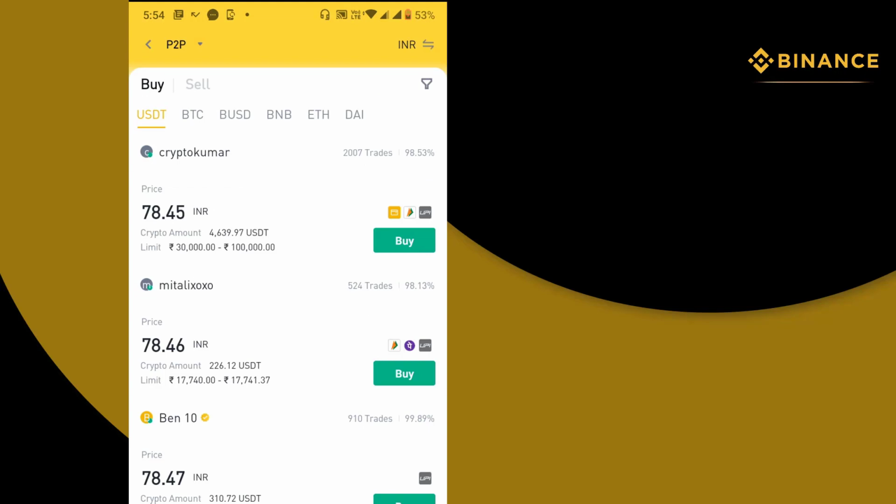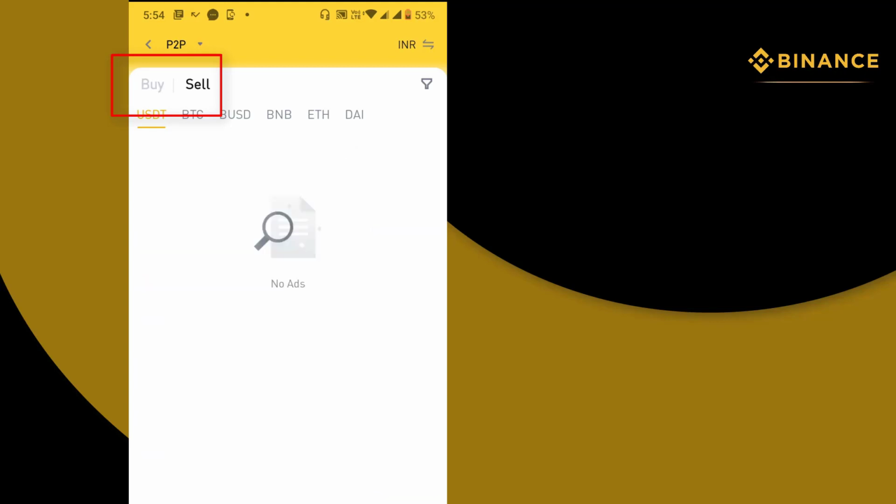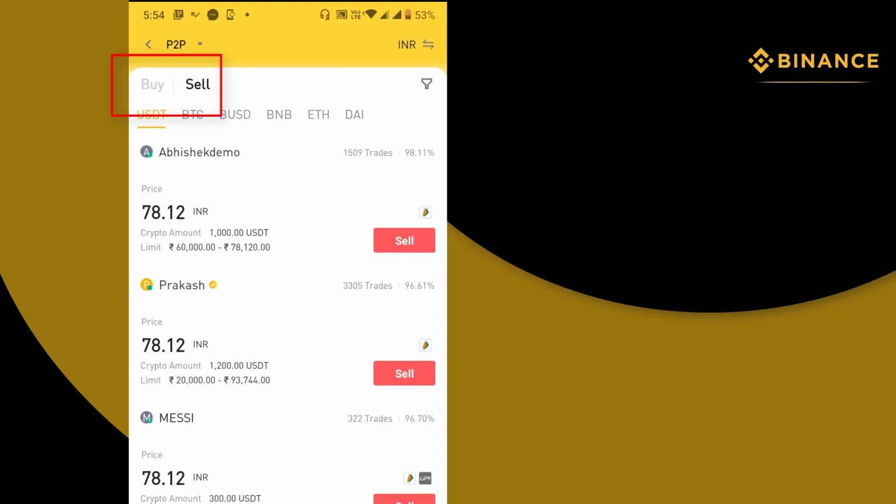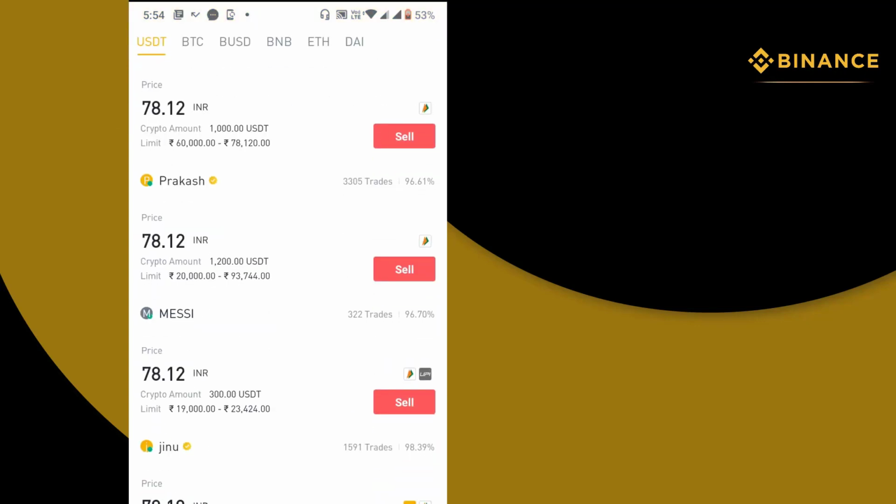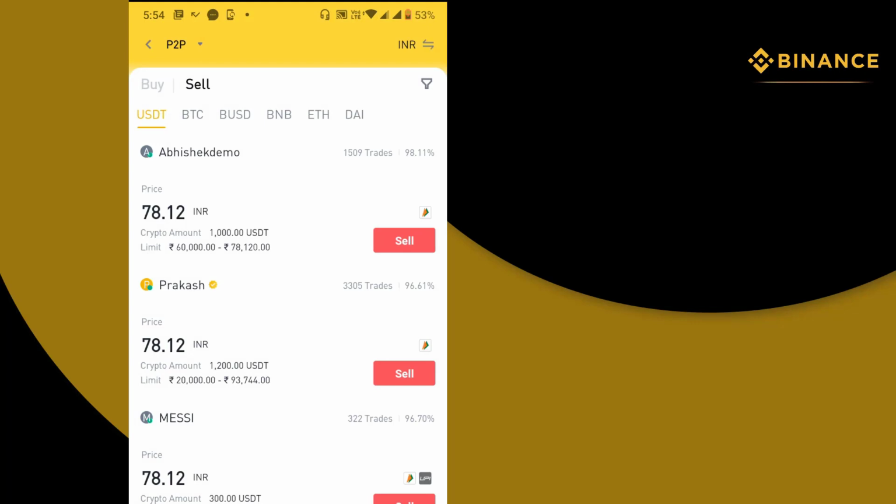Before we buy the cryptocurrency, I'm going to show you how to read this information and how to select the right person to buy from. Right now we're in the Buy tab, which means we are looking to buy cryptocurrency. There is also a Sell tab, for when you have cryptocurrency and want to sell it to other people. Here people are willing to buy cryptocurrency at different prices, so you can sell them yours and get the money in your bank account. But in this video I'm only going to show you how to buy cryptocurrency.